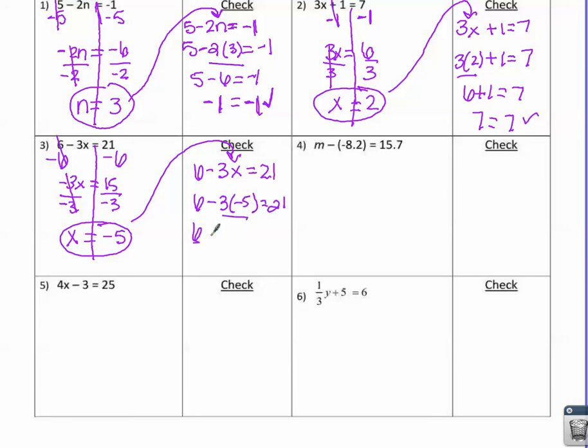Multiply first. A negative 3 times a negative 5 is a positive 15. 6 plus 15 is 21. 21 equals 21, so you got the right answer.